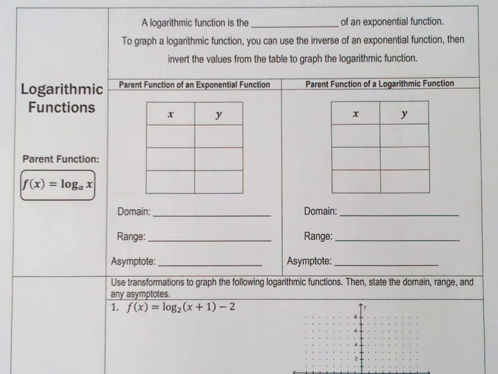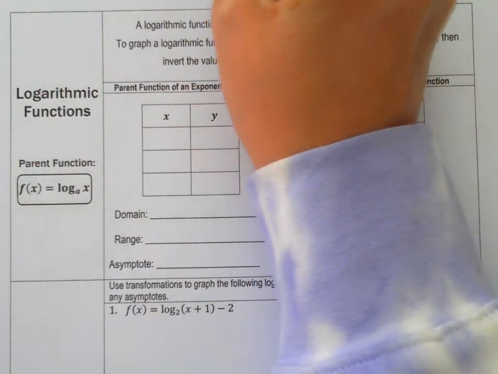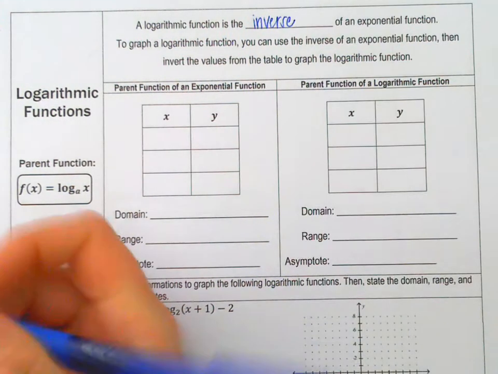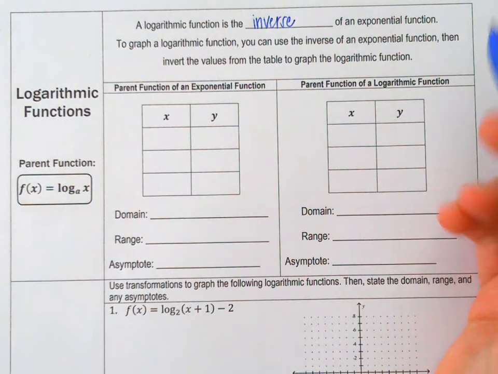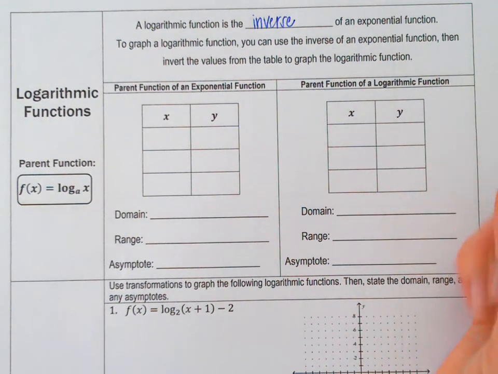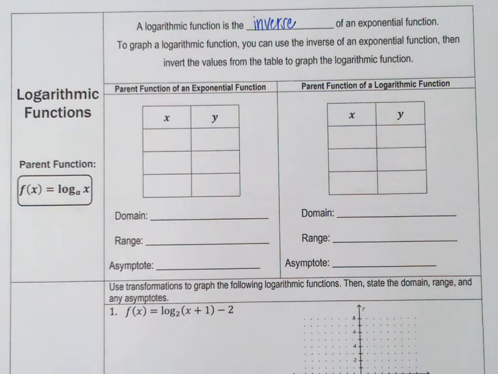So a logarithmic function is the inverse, just like we talked about before, of an exponential function. To graph a logarithmic function, you can use the inverse of an exponential function, then invert the values from the table to graph the logarithmic function. Okay, so that's a lot of words, and we're just going to talk about it in terms of numbers where we understand it a little bit better.